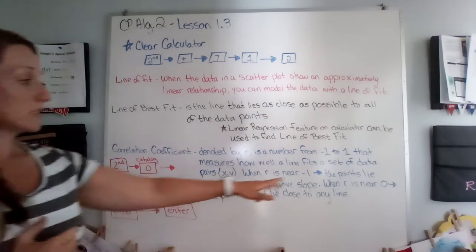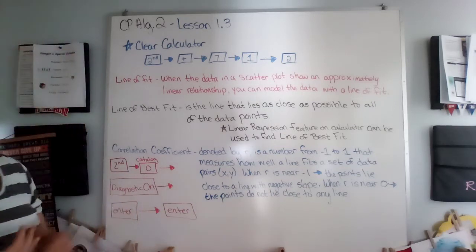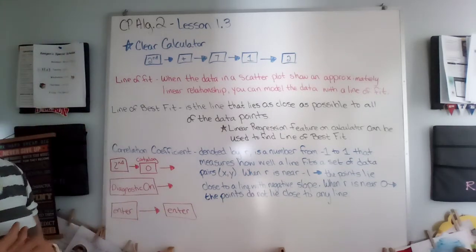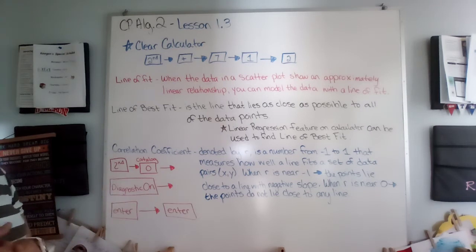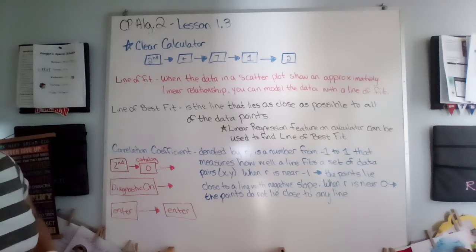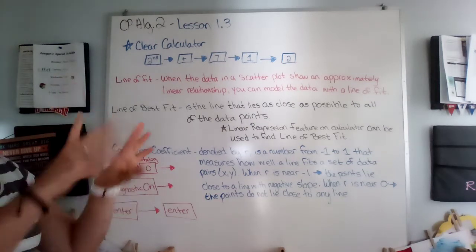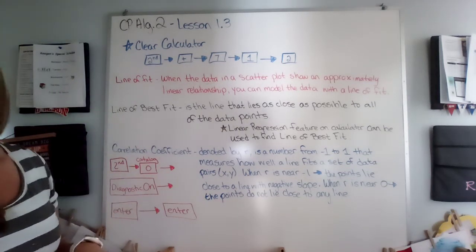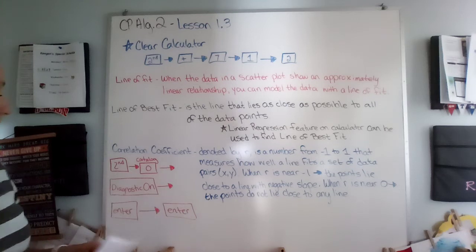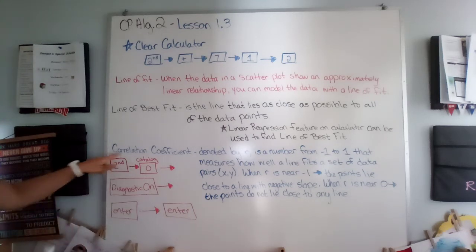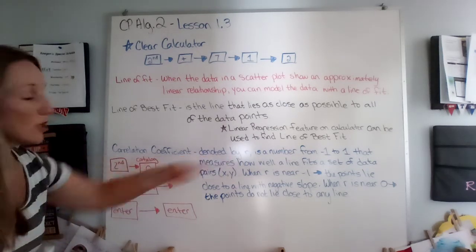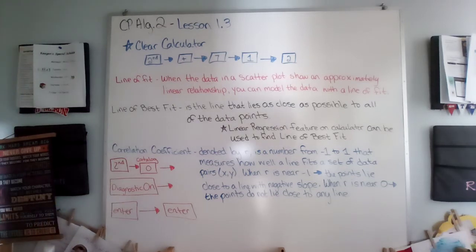All right, if R is closer to 0, so if you get some value like 0.2 or 0.0076 or something that's not really close to 1 or -1, that means that the points do not lie very close to the line. Okay, the points are scattered all over and the line is not really fitting the data very well. Okay, now to get the correlation coefficient, to get that R to show up on the calculator, I'll go through this with you when we need to do it as well, but I'll show you here as well.